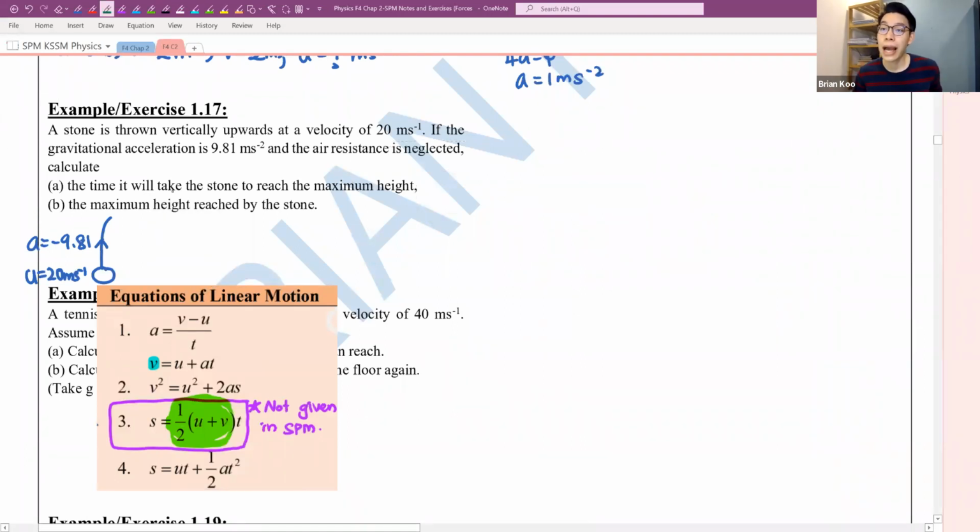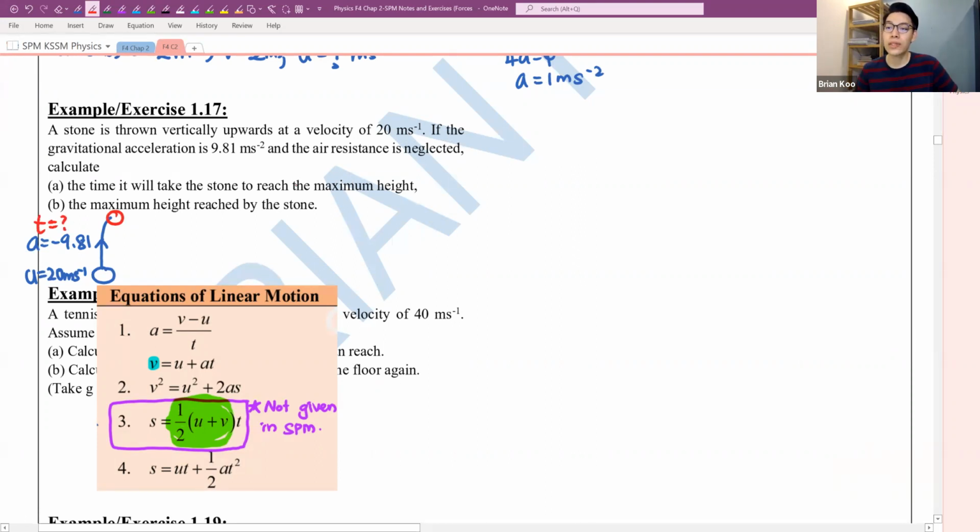they say calculate the time it will take for the stone to reach the maximum height. Okay, to reach up here. We want to know if you throw the stone up at first it's 20 meters per second, but it's going against gravity. So slowing down, slowing down, slowing down. And the acceleration is therefore negative 9.81. How long does it take for you to reach the highest point there?